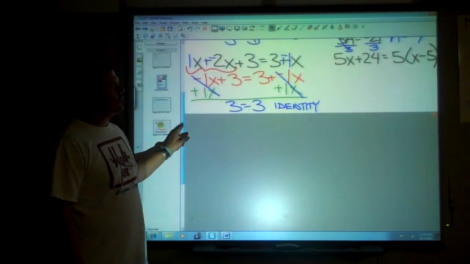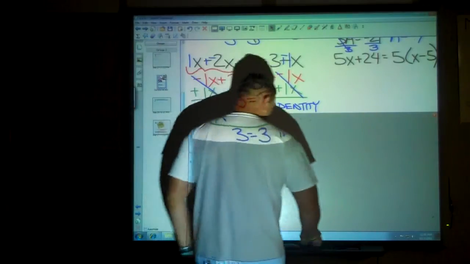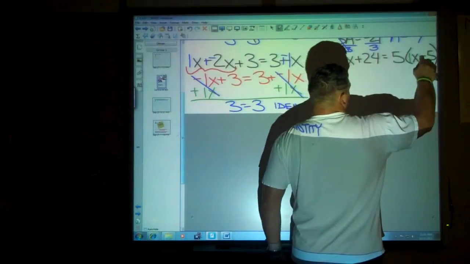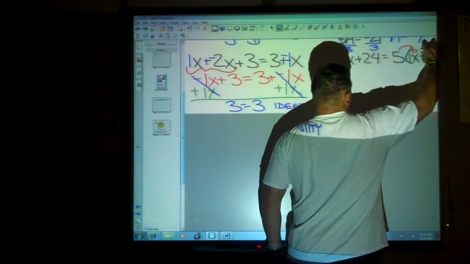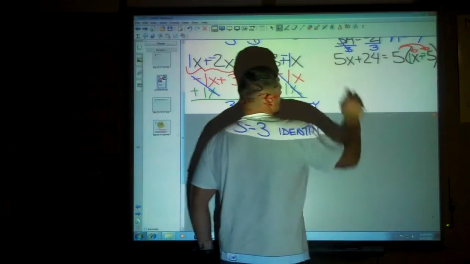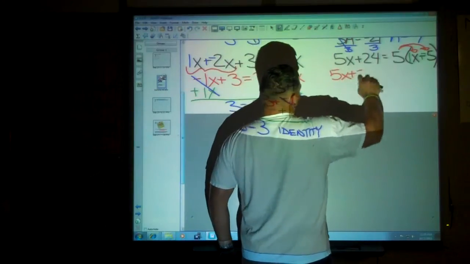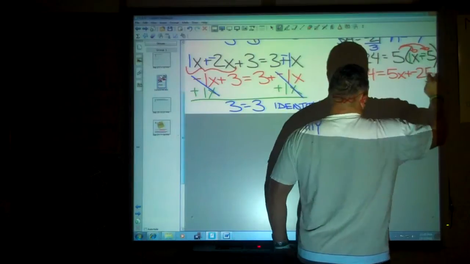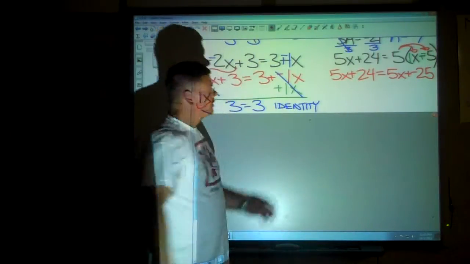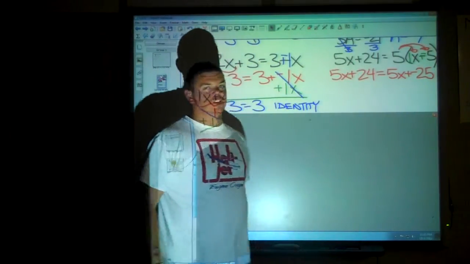The 5x plus 24 equals 5x minus 5 in parentheses. 1x there plus negative 5 there. Probably use the distributive property to get rid of the parentheses so I can play the shuffling game. Now 5x plus 24 equals 5x plus negative 25. And as you can tell, they're not the same. They have the same amount of x's on both sides.